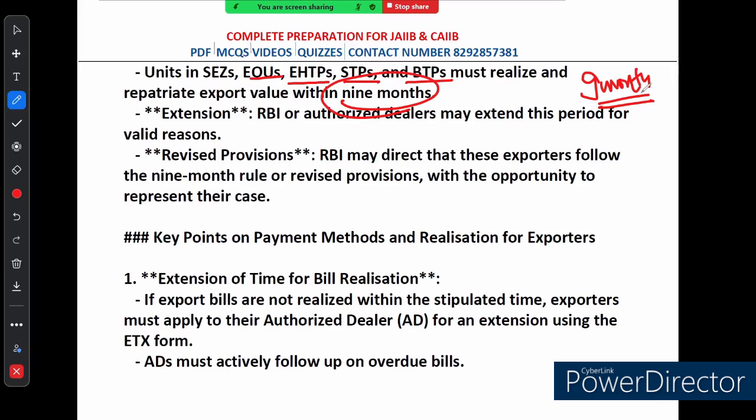And now again, if there is a valid reason for the delay, the RBI or your bank can extend this period. However, the RBI can decide that you need to follow a specific rule or deadline, and if that happens, you will be given a chance to explain your situation.